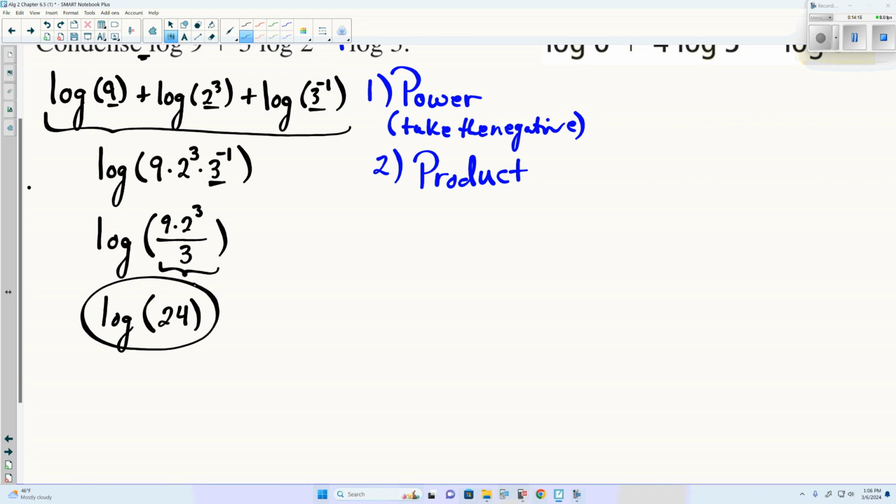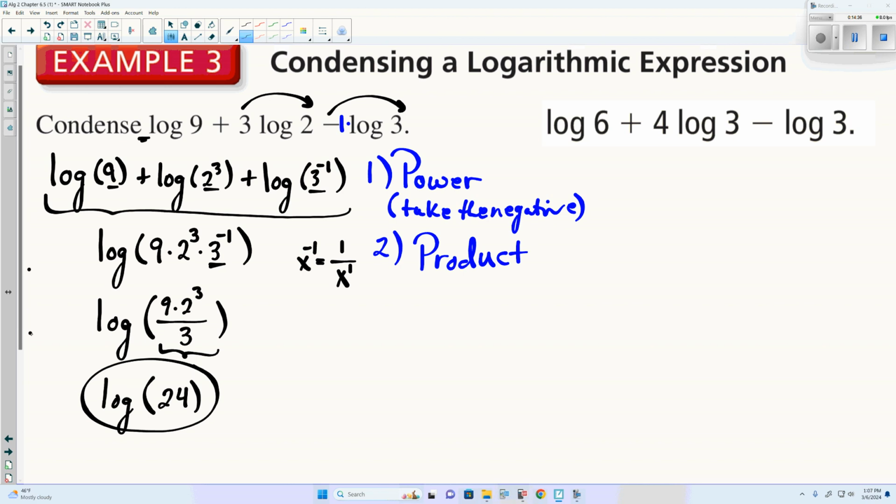When we move something from the numerator to the denominator, it's because x to the negative 1 is equal to 1 over x to the first. But the first power we don't have to write, because 3 to the first on the bottom or just 3 are the same thing. Any other questions on this first one of condensing before we look at the next one?